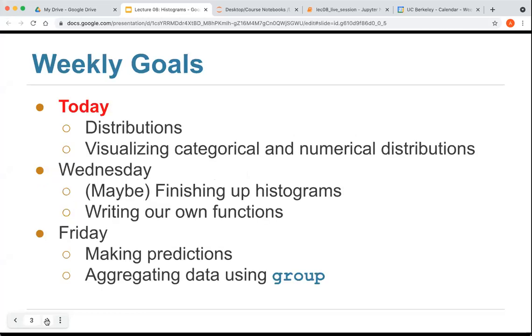Today we'll discuss a term that we'll be using throughout the semester, which is distributions. What's a distribution? We will look at categorical distributions, and we'll spend the bulk of the time looking at numerical distributions, which are going to be the main object with which we're going to be working in this class. This lecture tends to go over, so I'm just giving myself a little breathing room. Maybe we'll be finishing up this lecture on Wednesday, and then we'll start in with writing our own functions.